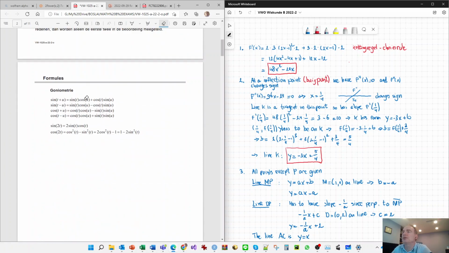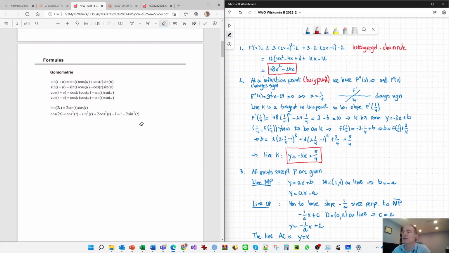As usual, you can make use of these so-called goniometrie formulas, including like the sine of a double angle. So you don't need to remember them, but you need to know they're there, on the first page.